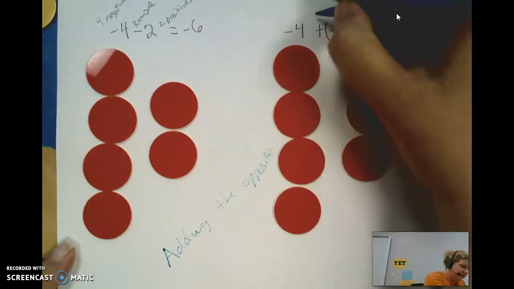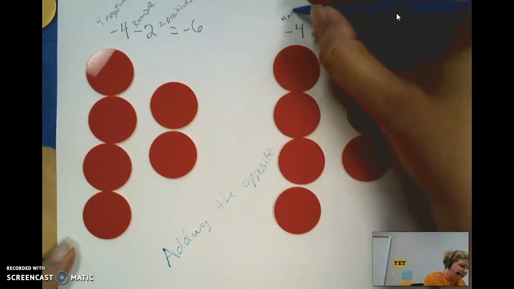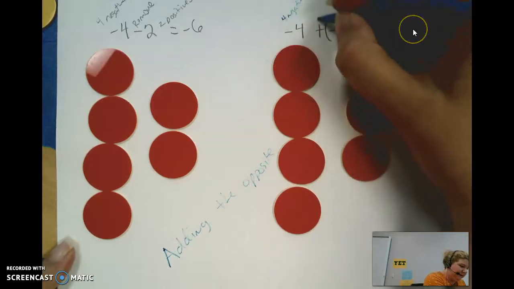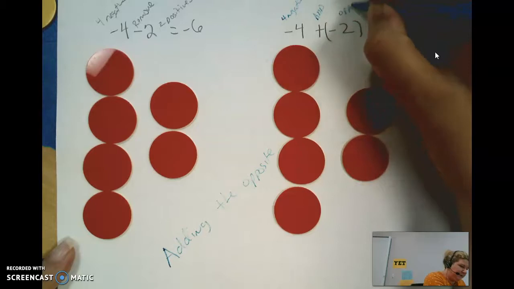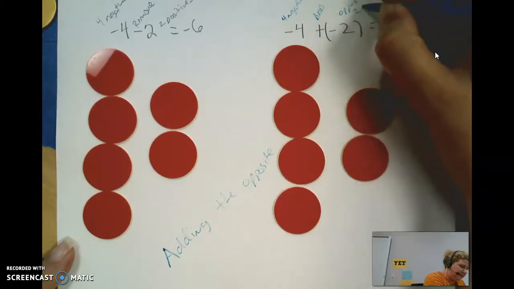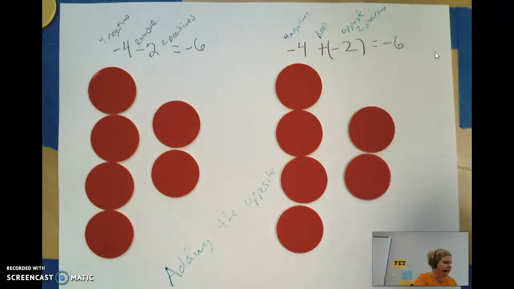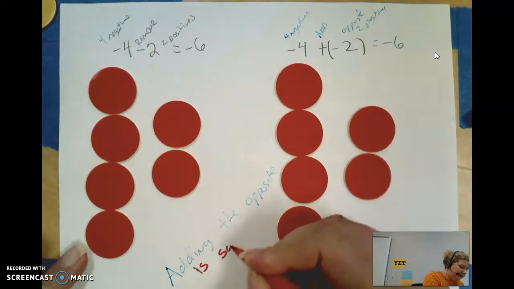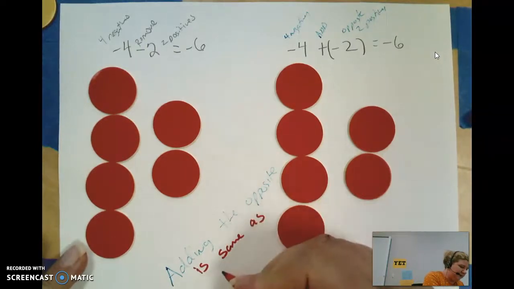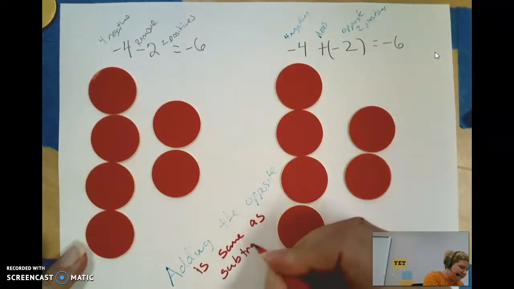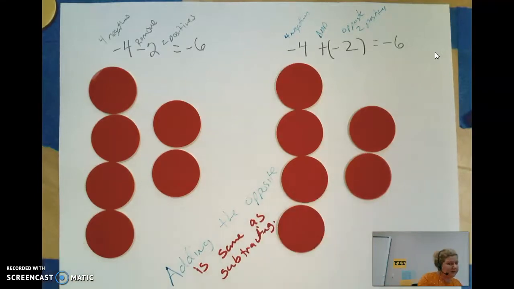So here, I still have my 4 negatives, and I am adding the opposite of 2 positives, which is 2 negatives. Okay, so adding the opposite is the same as subtracting. You may want to write that down somewhere.